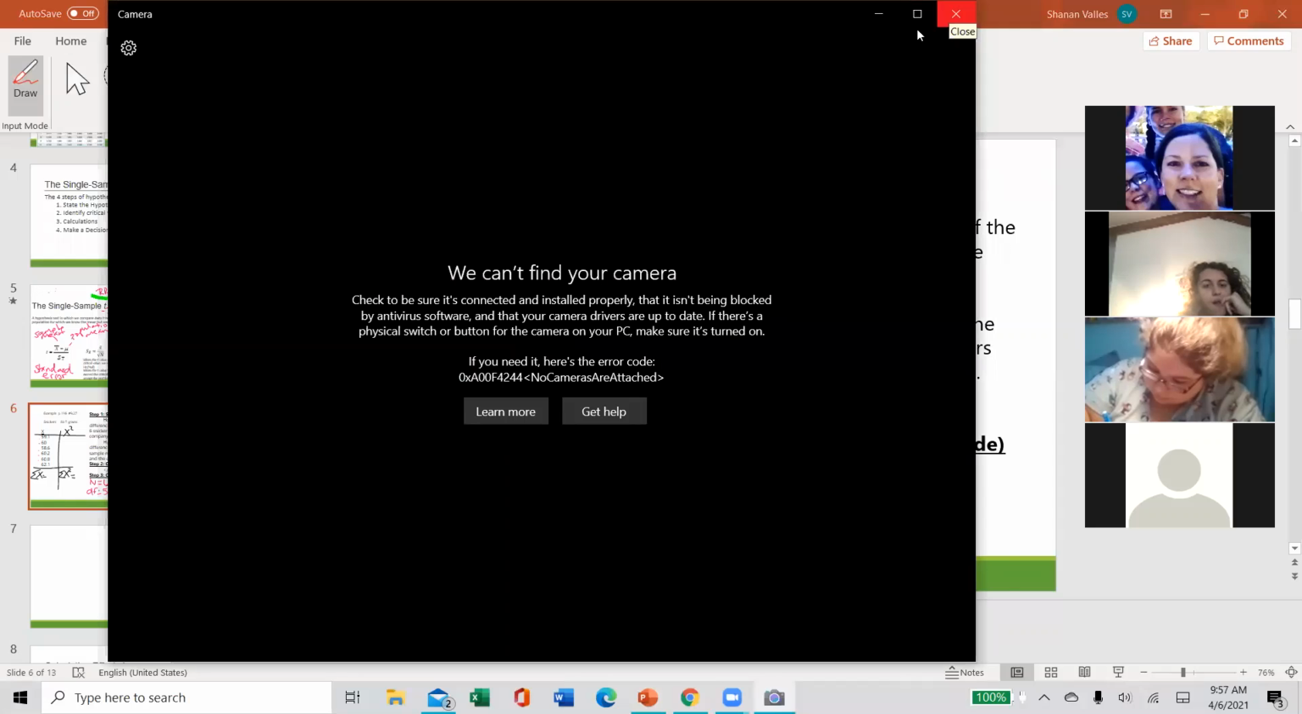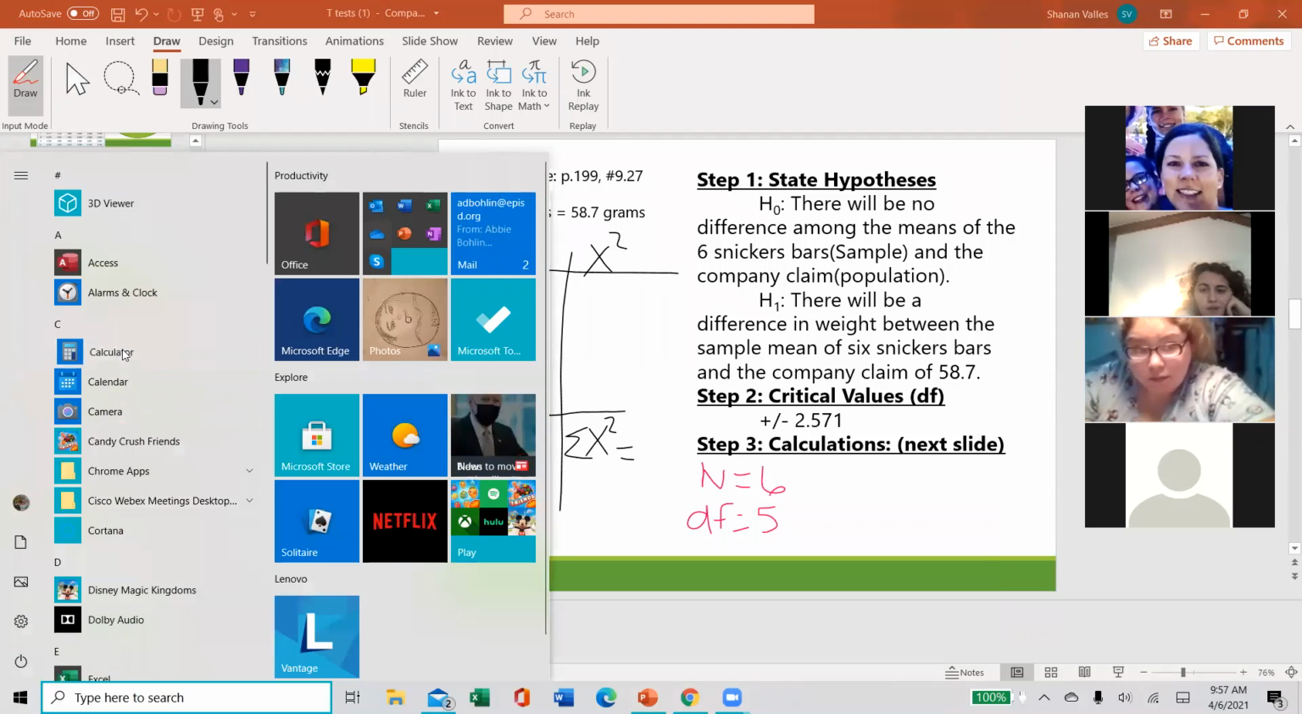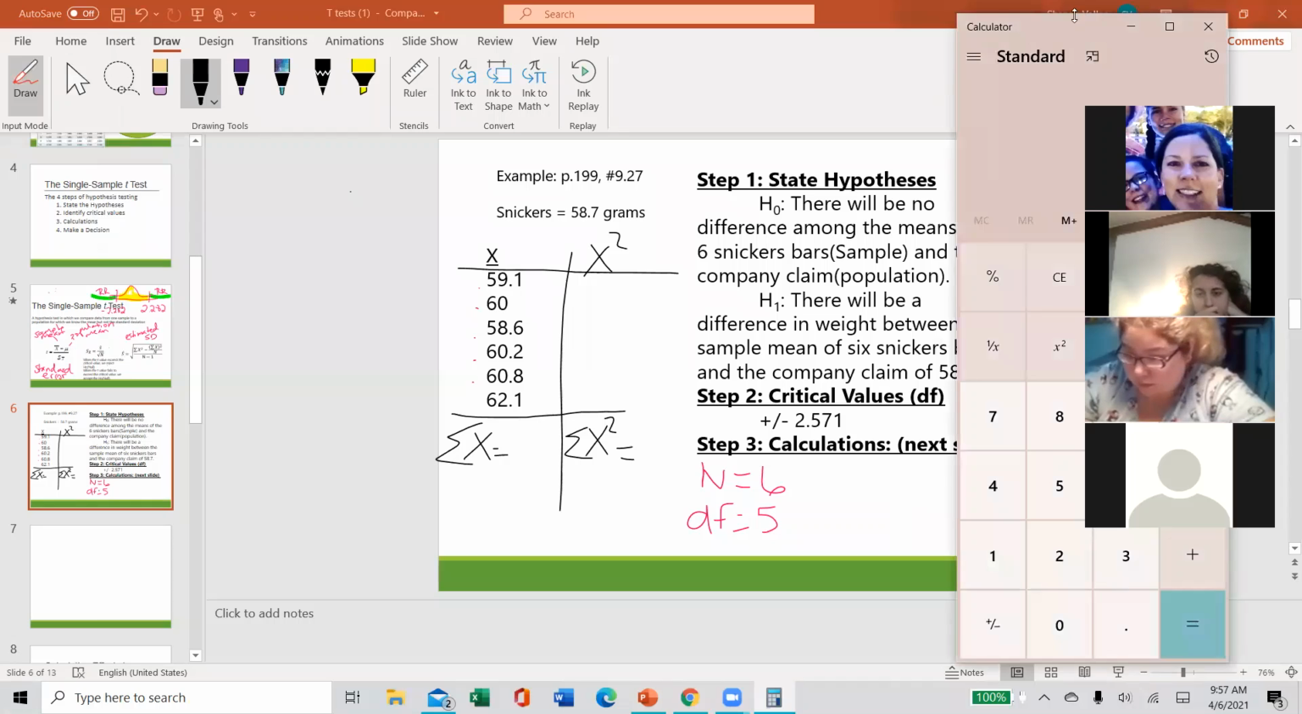Oh, it might be being blocked by antivirus software. Sorry guys, I just saw that and I was like, hey, there's something on here about my camera. Okay, I'll look at that later. All right, here's my calculator.